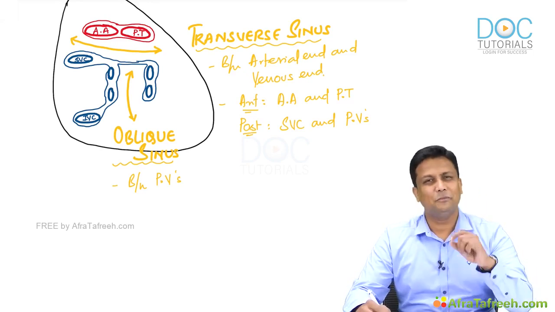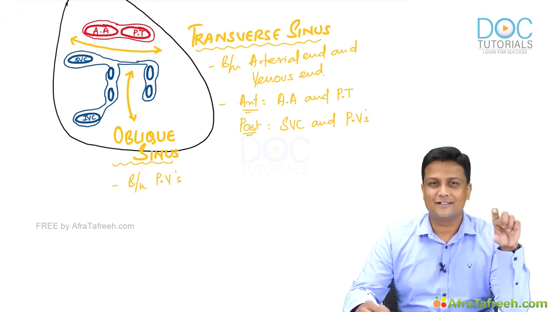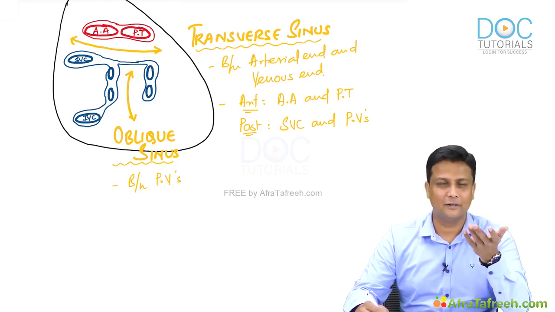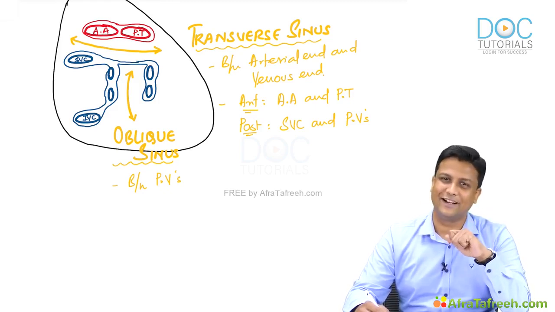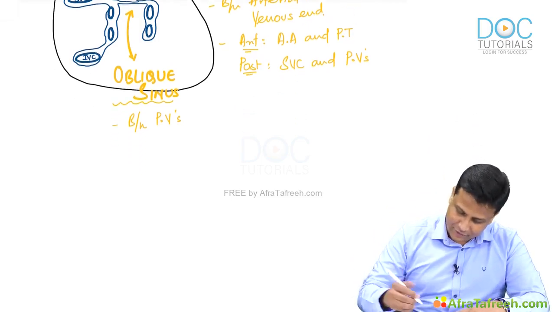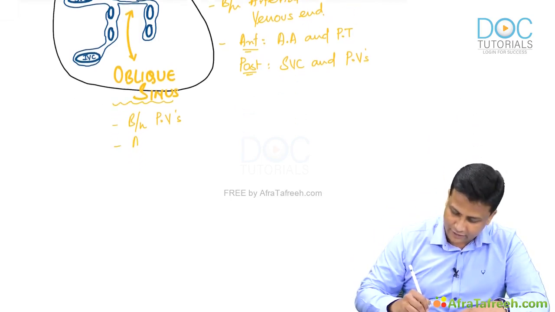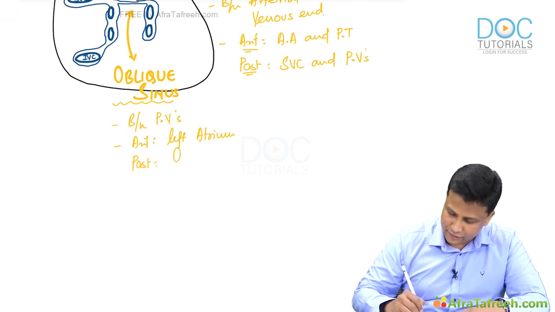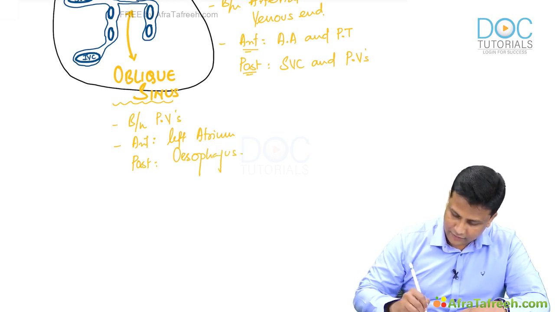So, it's not just mugging up, guys, writing the heading as sinuses of pericardium, there are 2 sinuses, transverse and oblique. No, there is a beautiful concept behind that one. Okay. So, now from here we can understand what you have right in front of the oblique sinus. Anterior to that, you will be having your left atrium. And what you have behind the oblique sinus, there will be the esophagus. It will be easy for us to remember these relations right now, guys.